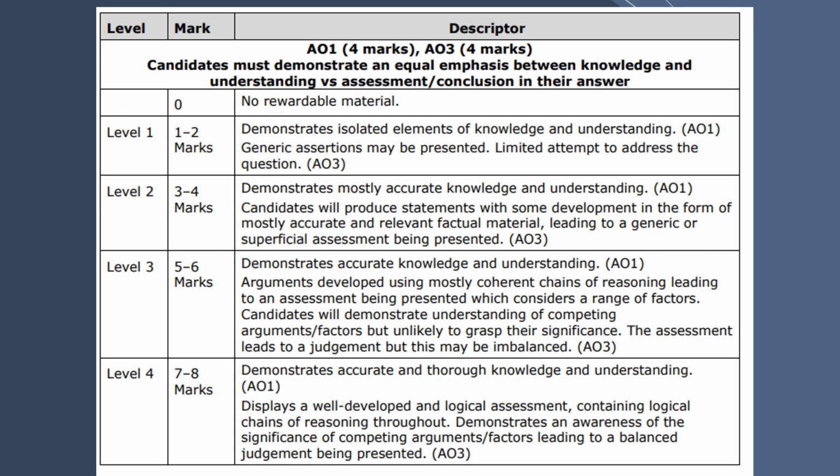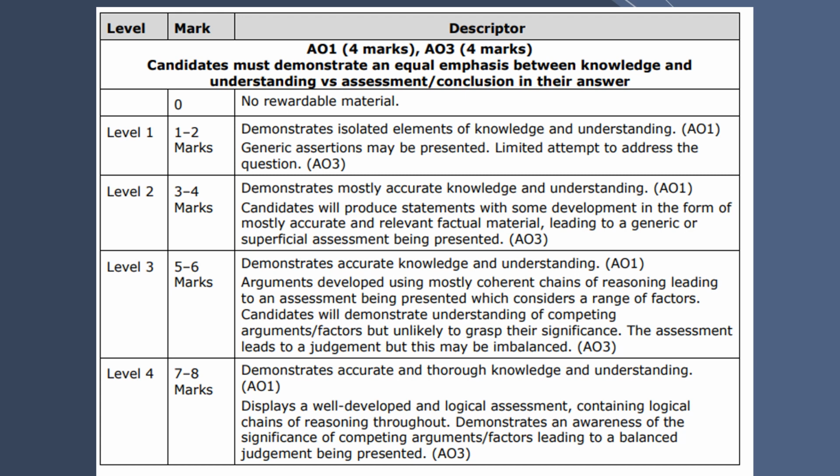Okay, so the final thing that we're going to look at is the bandings. You can see they're relatively similar to the evaluate bandings. They're not miles different. They talk about assessment rather than evaluation, and that's about considering the value of something when you assess it, rather than considering its strengths and weaknesses. And importantly, you have to come to a final assessment at the end.